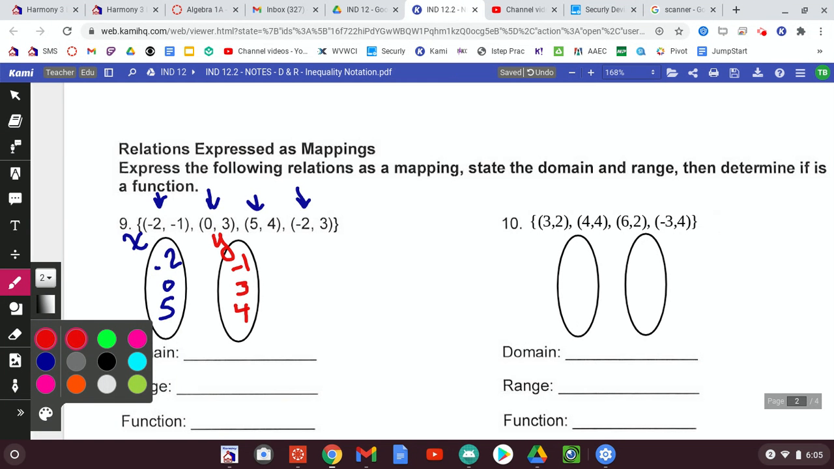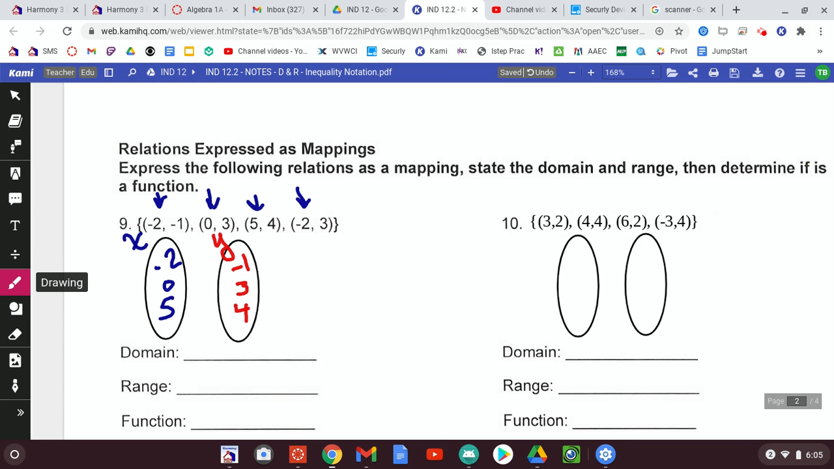So now I connect. Right, so I'm going to take a line and I'm going to connect each point. So negative 2 to negative 1, 0 to 3, 5 to 4, and then negative 2 to 3. Now I have mapped each one of my points, right? If I have 4 points, I should have 4 lines going down the middle.